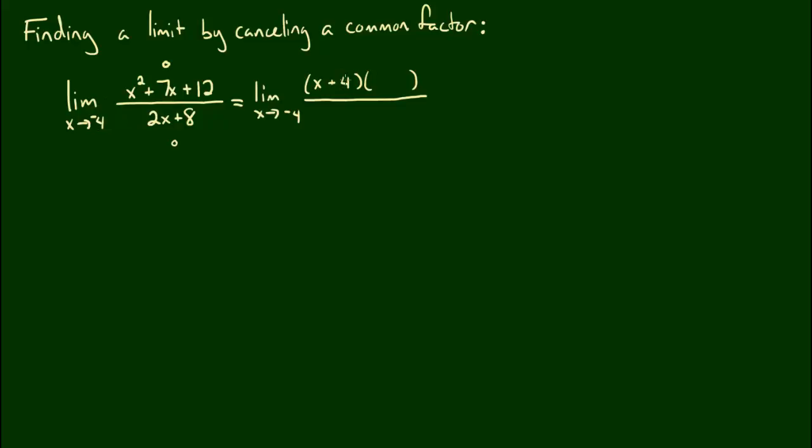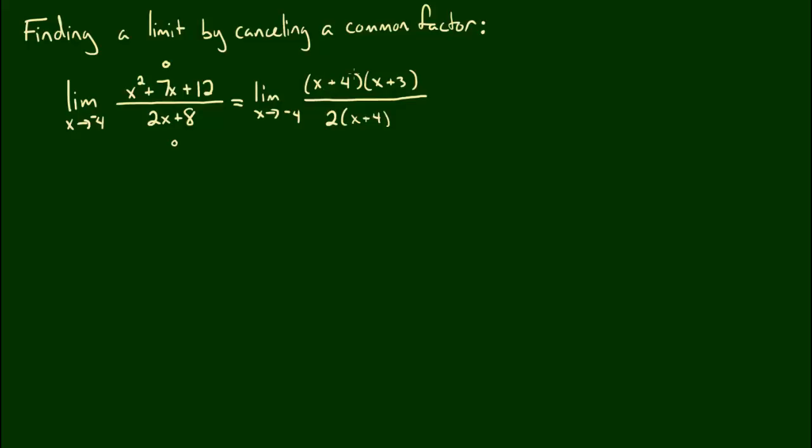So I know there's an x plus 4 on the top, and I also know that there's going to be an x plus 4 in the bottom. But there's more here. I need to be able to factor the bottom and factor the top. And so the top is going to factor into an x plus 4 times an x plus 3. The bottom is going to factor into an x plus 4 times 2. And if we need to check our work to see if we really factored correctly, you can always just multiply all of this stuff through.